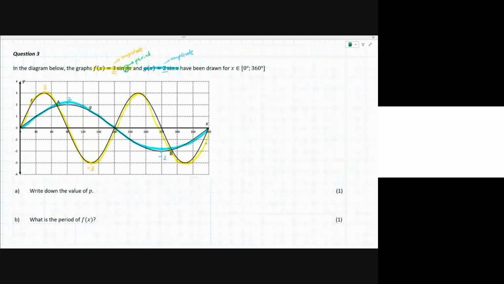We now have a look at our questions. First question says, write down the value of p. So I said we've got a repeated cycle. Can anyone tell me what my p value is here?